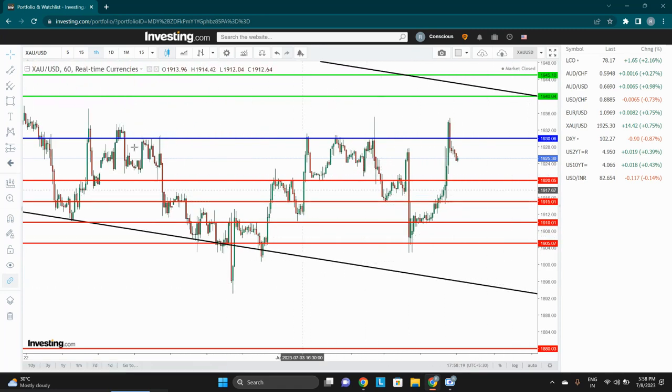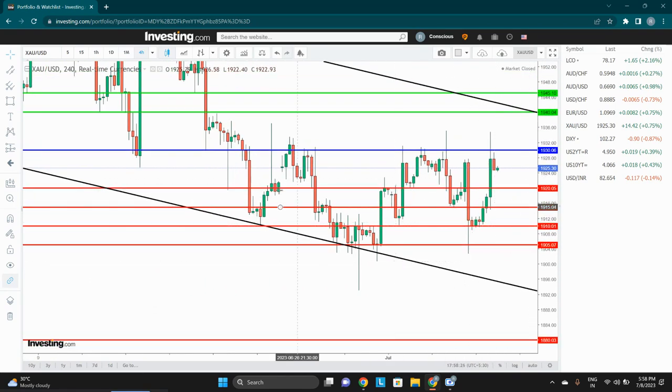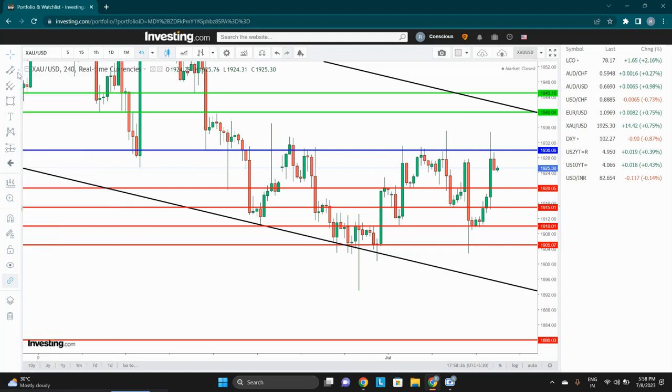Another interesting thing: if I increase the time frame a little bit from 1 hour to 4 hour, a head and shoulder sort of pattern is forming over here. So I'll do one thing, I'll draw that pattern for you guys. Just give me a sec.